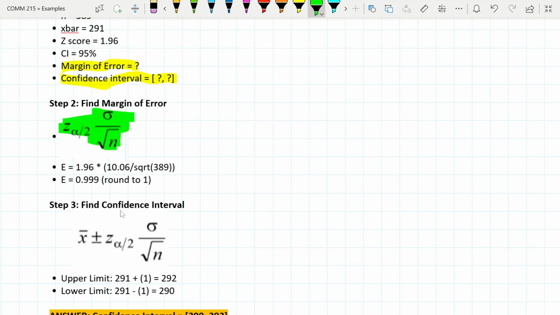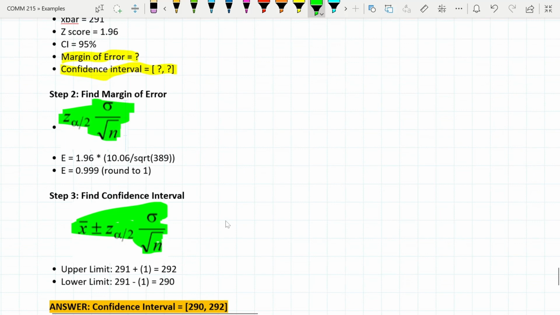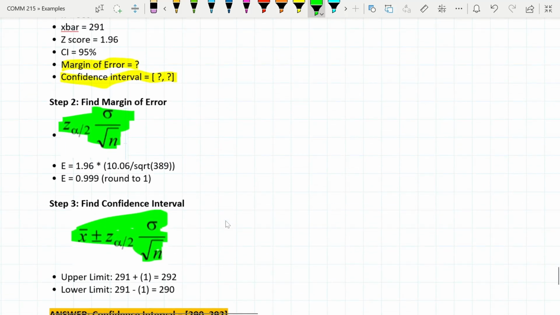Step 3, find the confidence interval. We're going to be using this formula, which I'll put in green like the other one. Our x bar is 291, plus for the upper limit and minus for the lower limit. That's why you can see right here where my cursor is, there's a plus or minus: depending on the upper limit it's a plus, lower limit it's a minus.